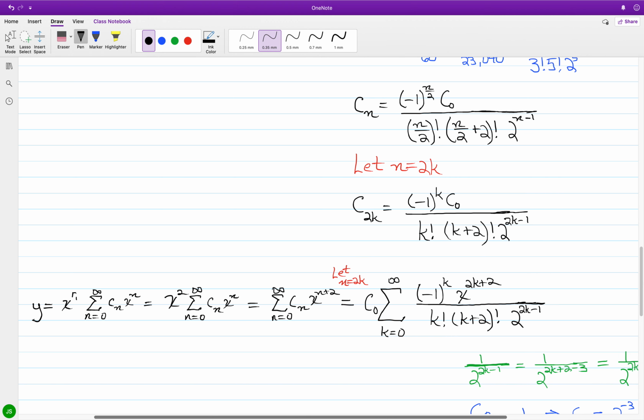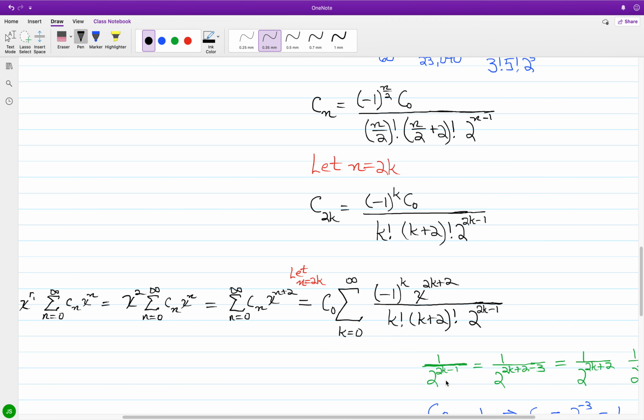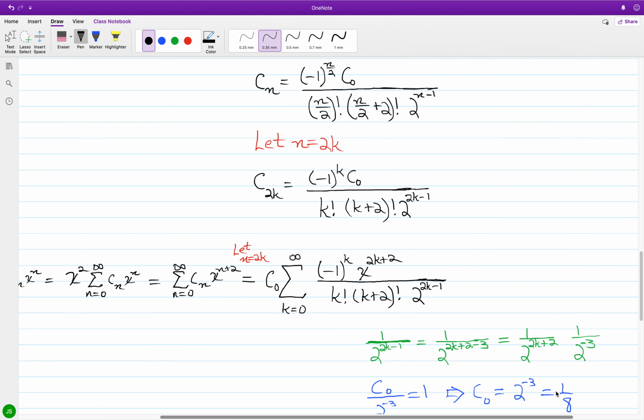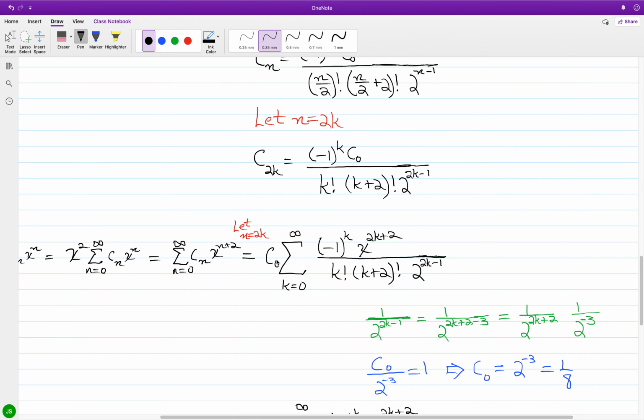So we have 1 over 2 to the 2k minus 1. If I put this in terms of 2 to the 2k plus 2, this will be 2 to the 2k plus 2 minus 3. Then, branching out, you have 1 over 2 to the 2k plus 2 times 1 over 2 to the negative 3. Now, say you have the constant over 2 to the negative 3 and just set this equal to 1. Now the value of the constant is going to be 2 to the negative 3, which is 1/8. So you can think of it like this: the constant is 1/8 divided by 2 to the negative 3, or 1/8 over 1/8, which is going to be 1.